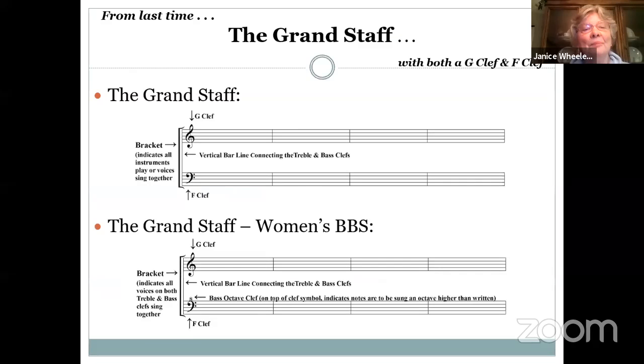From last time, we talked some about the grand staff that has both the G clef and the F clef, which is the staff that's used for manuscript with sheet music in barbershop. We also identified that in women's barbershop, we have a special bass clef symbol, and that's the bass octave clef. The little 8 on top of that clef means that the notes are to be sung an octave higher than written. And so we will be using the grand staff of women's barbershop for our work tonight.